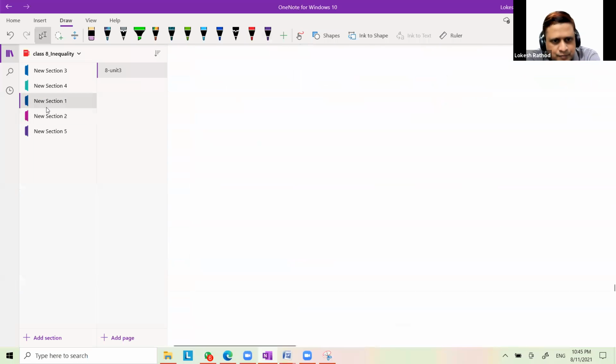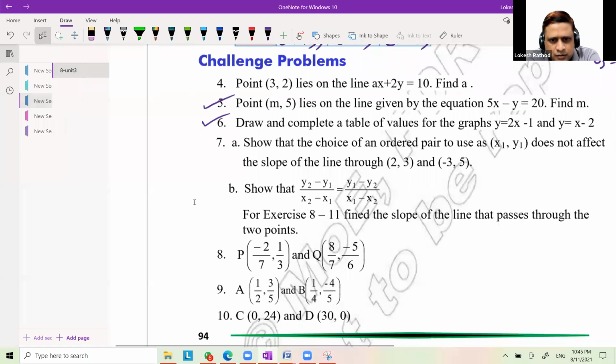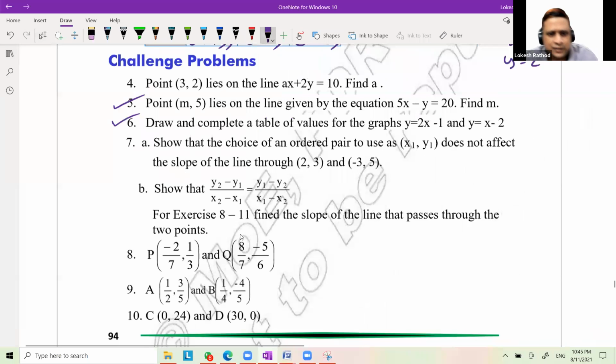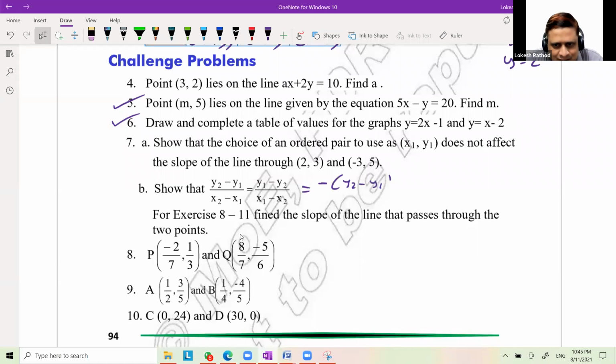Next we have 7A, and 7B with this, so that y2 minus y1 over x2 minus x1 is the same as this. Obviously, if you take the negative sign common from this, then this becomes y2 minus y1. And if you take the negative sign common from this, it becomes x2 minus x1. And the negative signs get cancelled. So this is the same y2 minus y1 over x2 minus x1. Right?